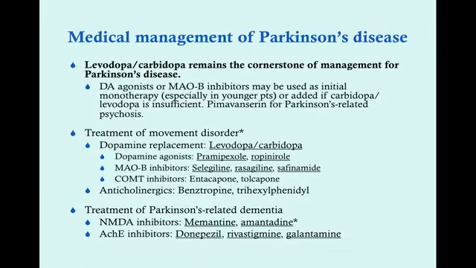As I said, levodopa carbidopa remains the cornerstone of management for Parkinson's disease. Dopamine agonists or MAO-B inhibitors may be used as initial monotherapy, particularly in younger patients. The reason for that is that levodopa carbidopa, unfortunately, has one adverse effect of dyskinesia. It's really the opposite of what you would expect in Parkinson's. In Parkinson's, you have bradykinesia. When you're giving levodopa carbidopa, these patients can have as a side effect hyperkinesis, so things like chorea and dystonia and athetosis.